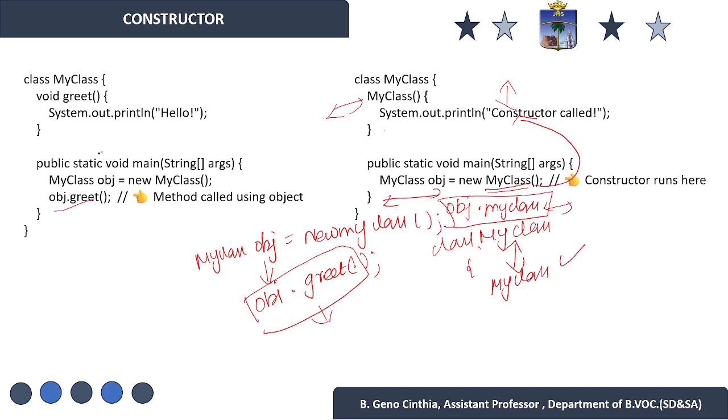So now the rule is simple. Methods require explicit calling through an object. But constructors are automatically called when an object is created. The moment we use new MyClass, Java internally triggers the constructor. So here, MyClass obj is equal to new MyClass.